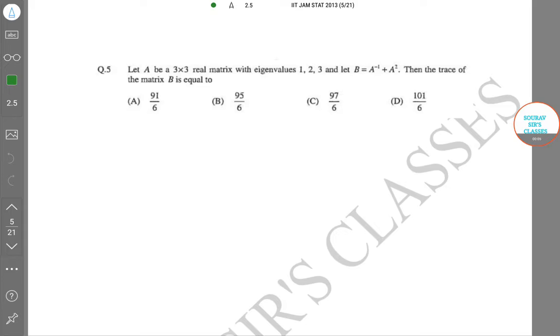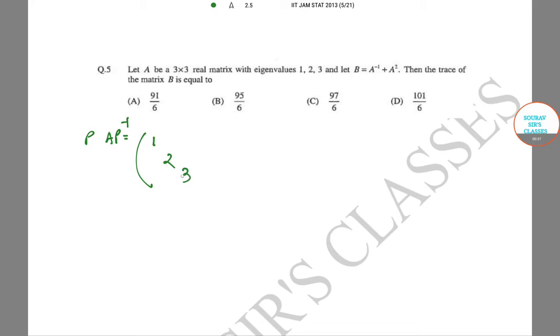We are solving the IIT JAM Statistics 2013 question paper, and the first problem that we have today is: let A be a 3x3 real matrix with eigenvalues 1, 2 and 3, and let B equal A inverse plus A square. Then the trace of the matrix B is equal to what? If A is equal to some matrix, then we have PAP inverse equal to diag(1, 2, 3), as it can be diagonalized.